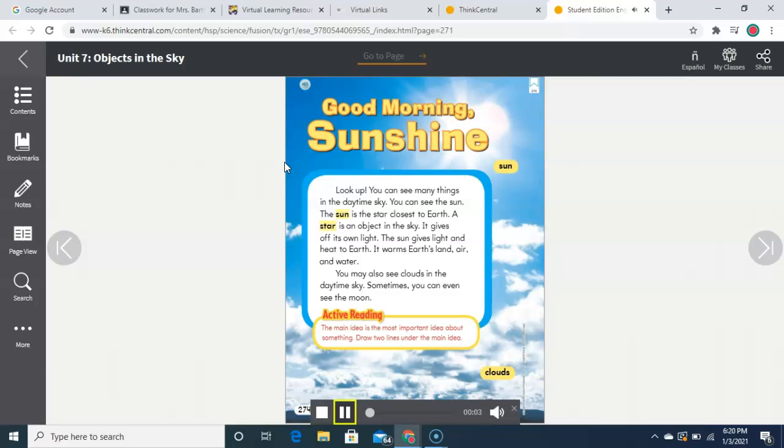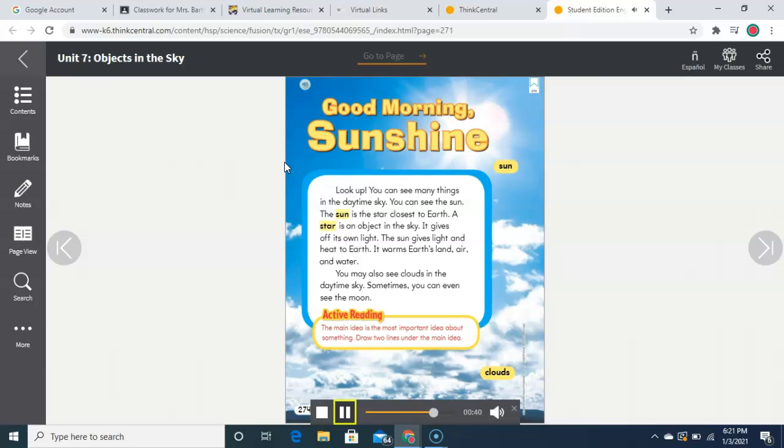Good morning, sunshine. Look up. You can see many things in the daytime sky. You can see the sun. The sun is the star closest to Earth. A star is an object in the sky. It gives off its own light. The sun gives light and heat to Earth. It warms Earth's land, air, and water. You may also see clouds in the daytime sky. Sometimes you can even see the moon.